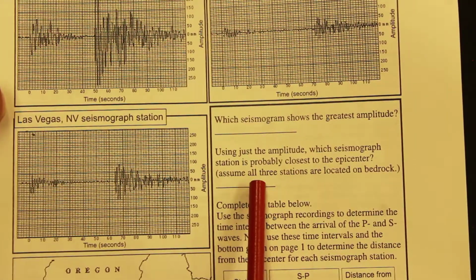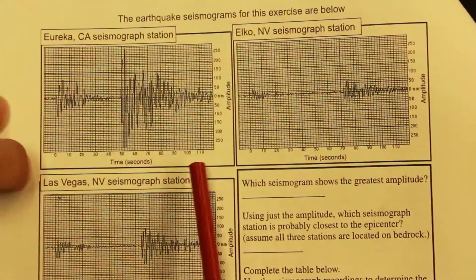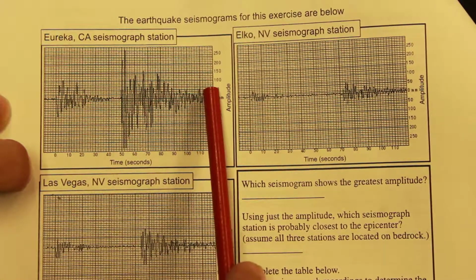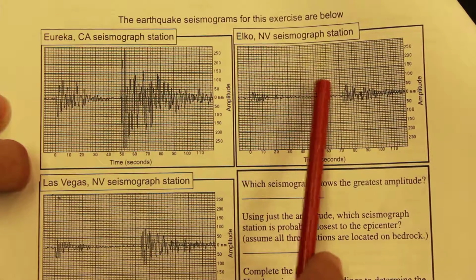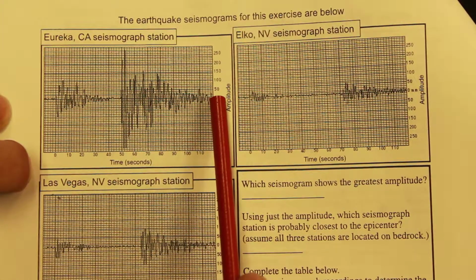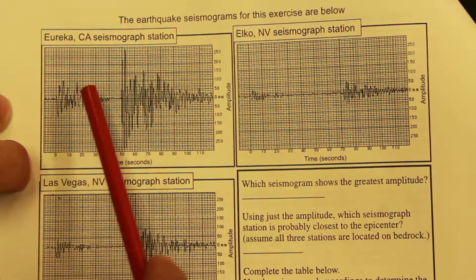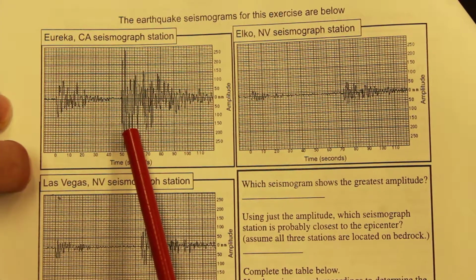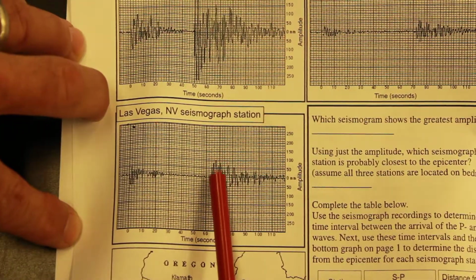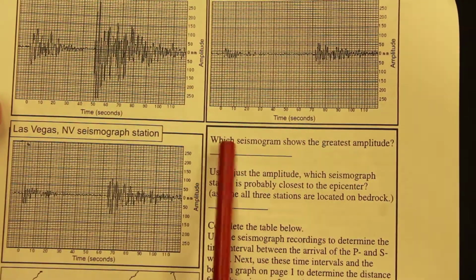The first question asks you which has the most amplitude. Amplitude is measured on the y-axis in millimeters of divergence from the 0 mark. So which of these has the greatest divergence from the 0 point in the S wave, which is the second wave? The one in Eureka, the one in Elko, or the one in Las Vegas, Nevada. You'll put the answer there.